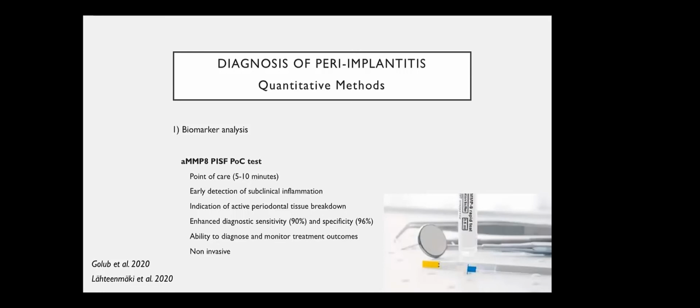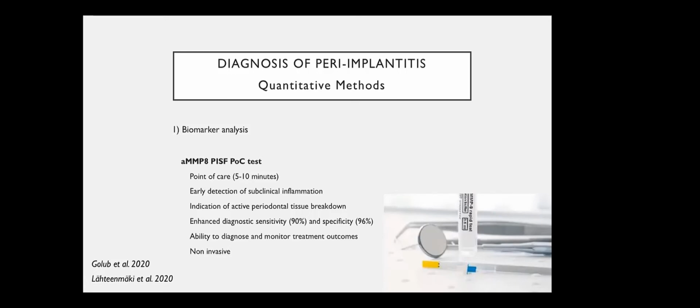Now, what's good is it's point of care. It takes about 5 to 10 minutes. The patient can stay in the chair and you will have the results within 10 minutes. It's early detection of subclinical inflammation, so it's often not symptomatic. The patient has no idea that they have this inflammation or the early beginning of periimplantitis, and you're able to detect it and stop it before it develops into anything worse. And then it also indicates active periodontal tissue breakdown.